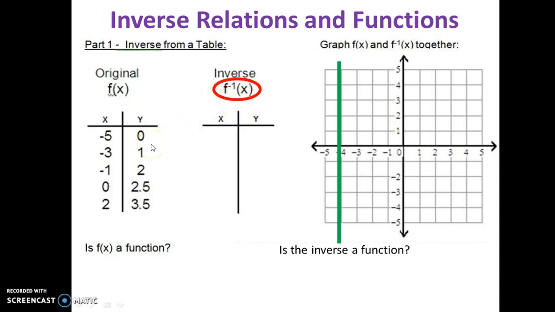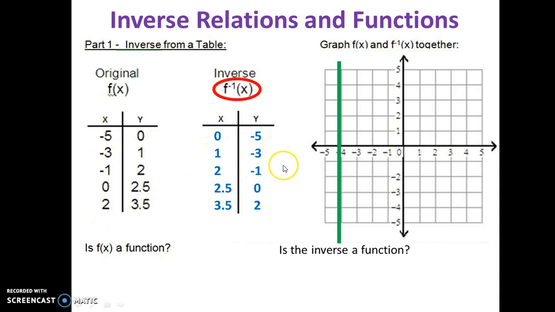So again, the definition of an inverse function is the function that is obtained when the x and y values are interchanged. So for example, this point here, (-5, 0), on the inverse will be (0, -5). All we did is switch the x and y values. So do that for the rest here, and let's see what set of points we get. Well, the first one's (1, -3), then (2, -1), (2.5, 0), and (3.5, 2). All we did again is switch all the x and y values.